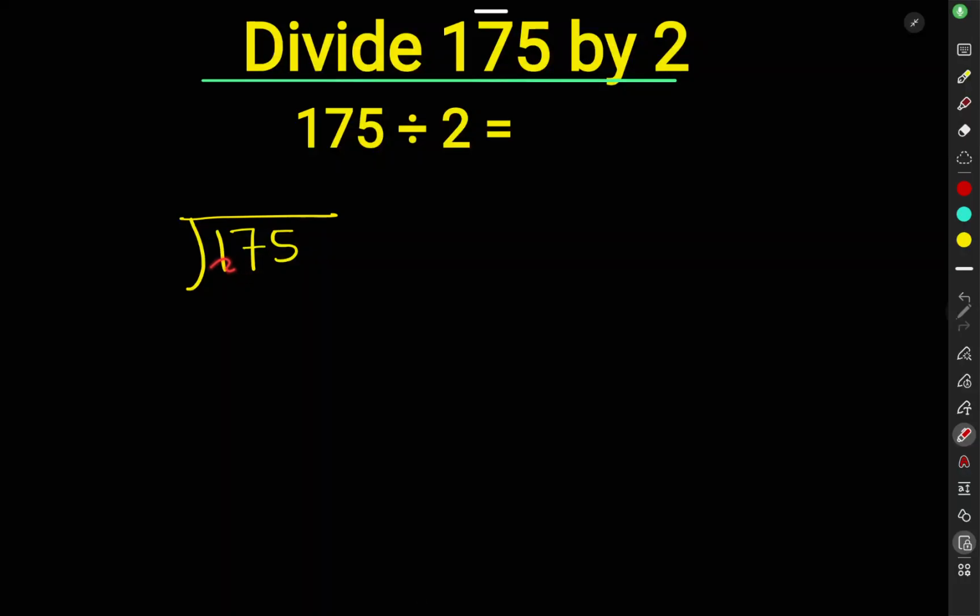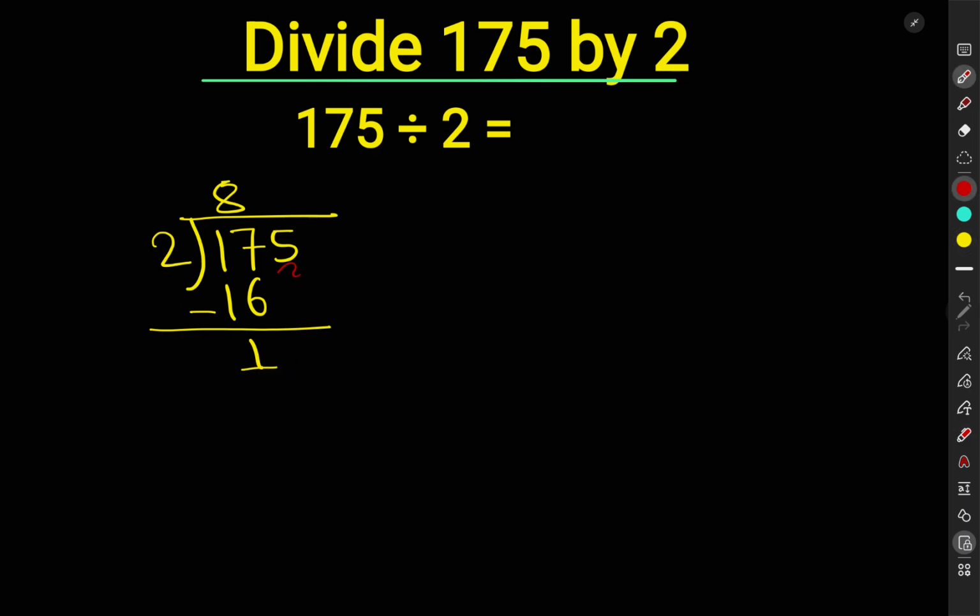Here we divide 175 by 2 in a long division method. So 2 times 8 means 16. On subtracting we got 1. So now this 1 is less than 2.